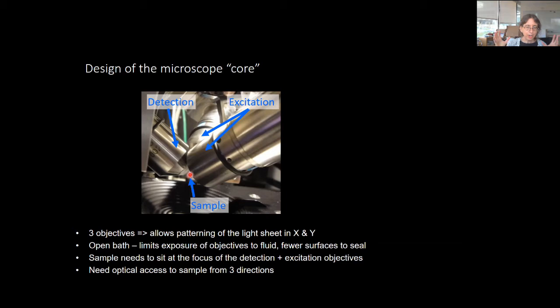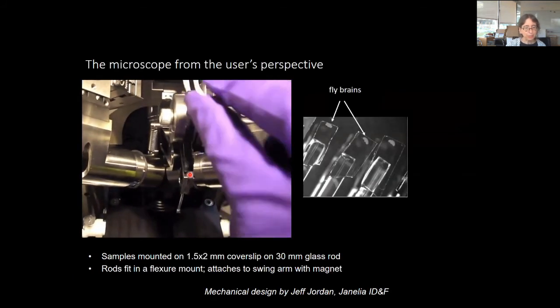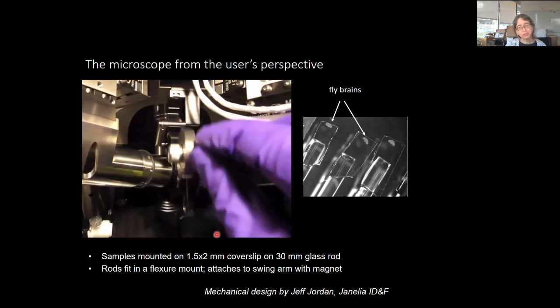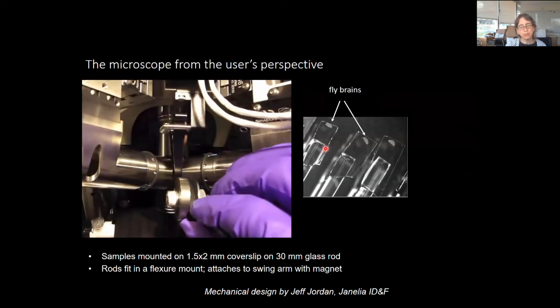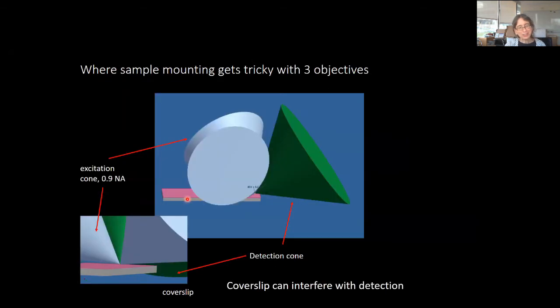The other thing we need to worry about in the sample mounting is whether we have left optical access from all three of those directions. I'll show you a cartoon of that in a second. As far as making the whole thing usable, we worked with a really great mechanical designer, Jeff Jordan, who designed this really handy swing arm. To make the sample mounting as compact as possible, we mounted the fly brains, that's these here, on tiny little cover slips and glued them to the end of 30mm rods so that we could cantilever them into that tiny space. Jeff designed a swing arm that could bring that whole assembly into the space between the objectives really conveniently. It worked really well, so I wanted to show it off for you.